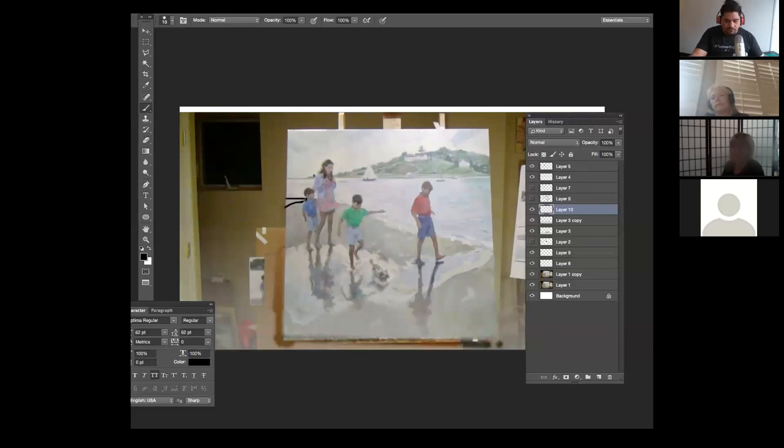This horizontal supports the representation, right? It has to look right. Let's respect a representational painting. It's not, it's a design.